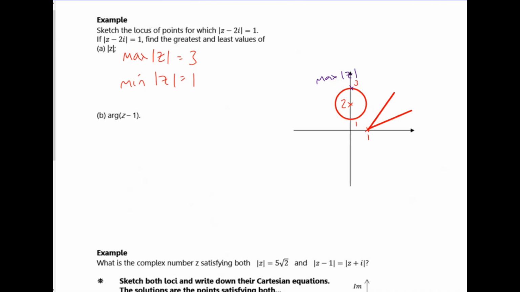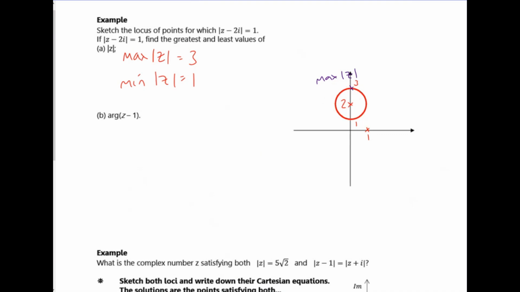However, what you have to realize about this one is that z satisfies both of these loci. It satisfies the arg z minus 1 and it satisfies the modulus of z minus 2i equals 1. So it has to touch this circle at some point. It could go here, go through here, here. There's all of these argument lines that could be there.